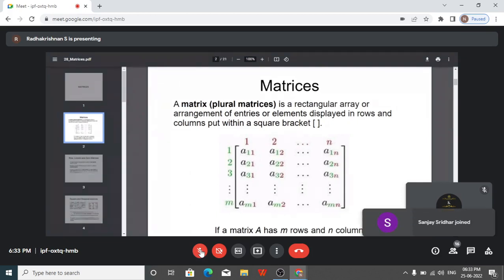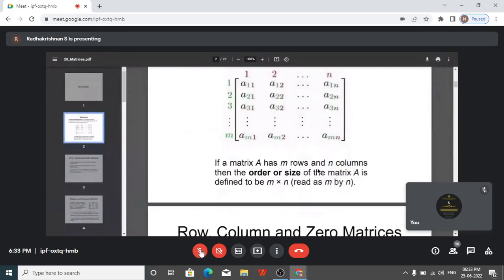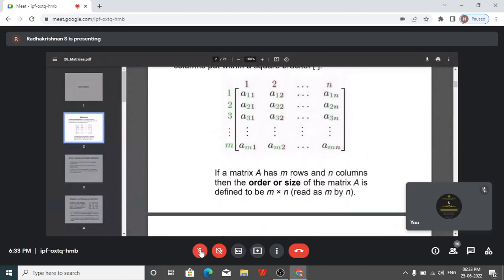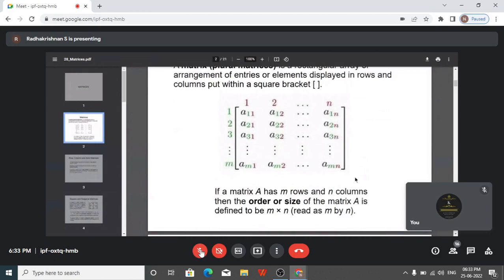So matrix of row m and column n. So each element we represent as a i comma j, where i varies from 1 to m and j varies from 1 to n. So the elements like a11, a12, up to a_mn. So this is how we represent a matrix. So this is very basic. So let me just move on. So if a matrix has got m rows and n columns, we say that matrix is of the order m by n.